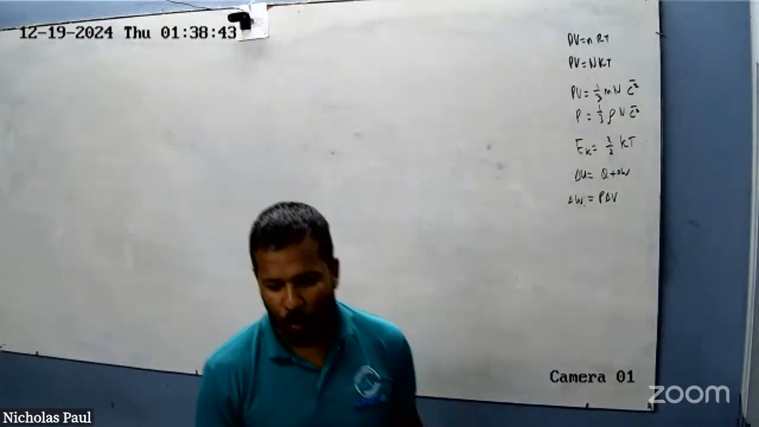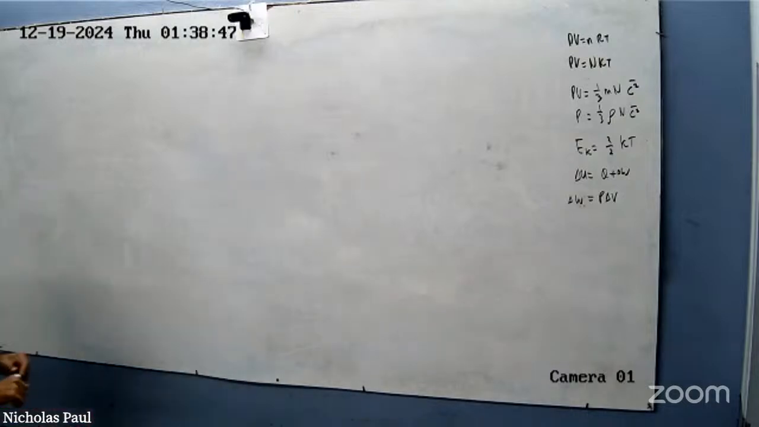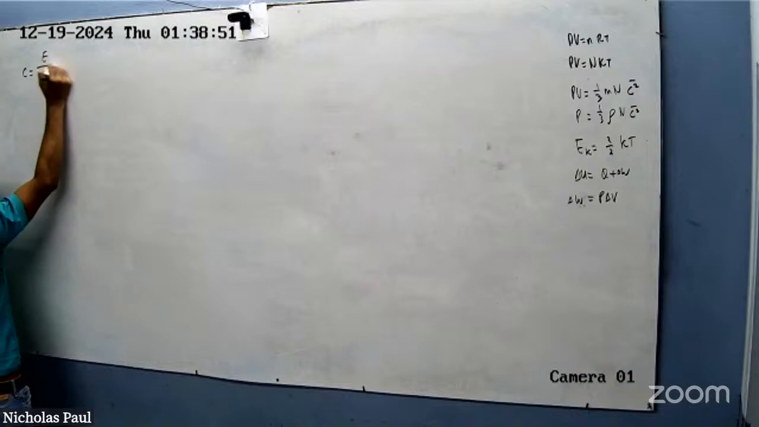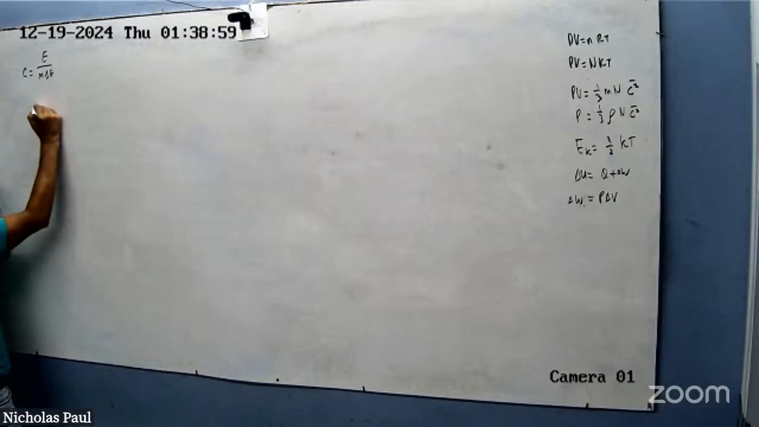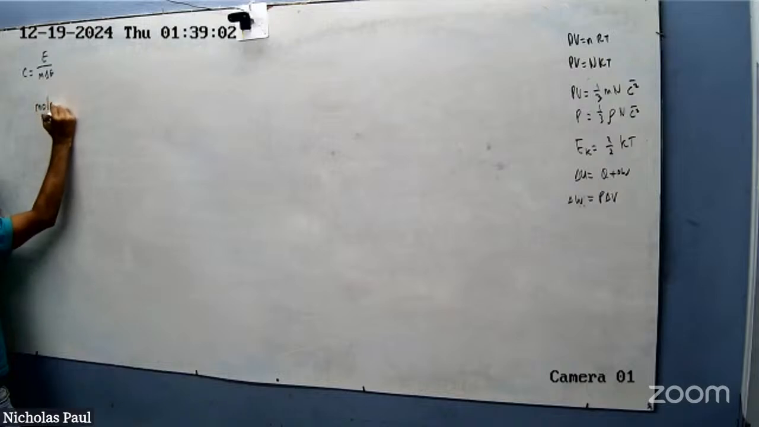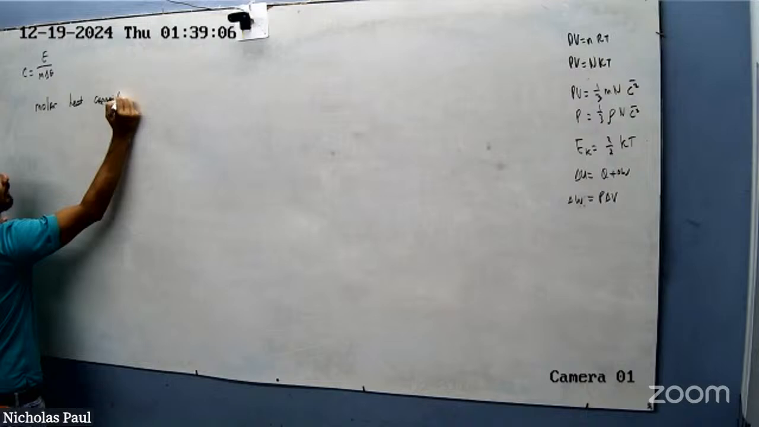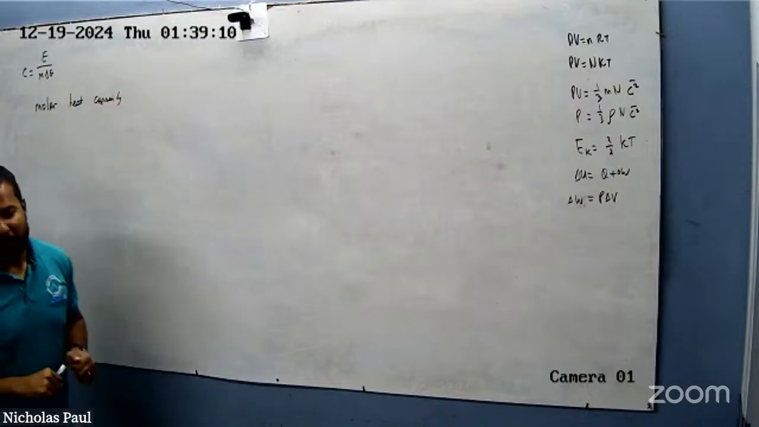So we need to learn about this new quantity called molar heat capacity. You all would have done something called specific heat capacity. But now we're not interested in mass, we're interested in moles. So we're looking at something called molar heat capacity. Same thing, same concept. That's all.